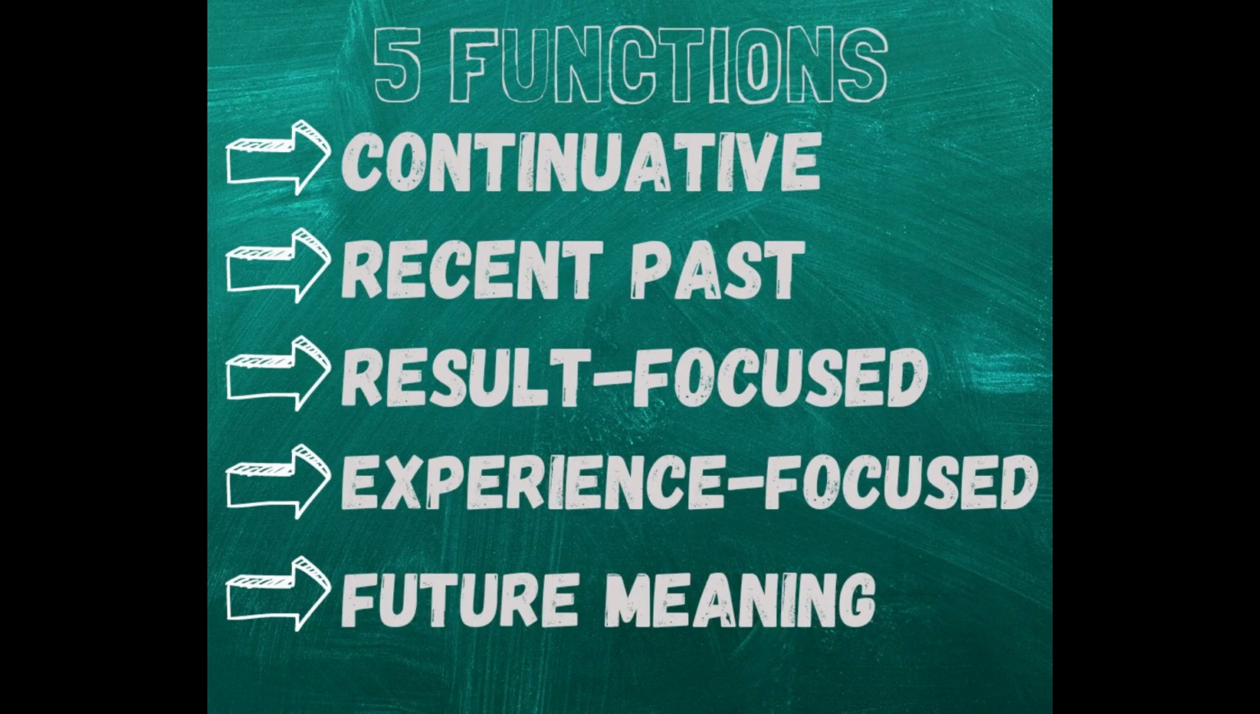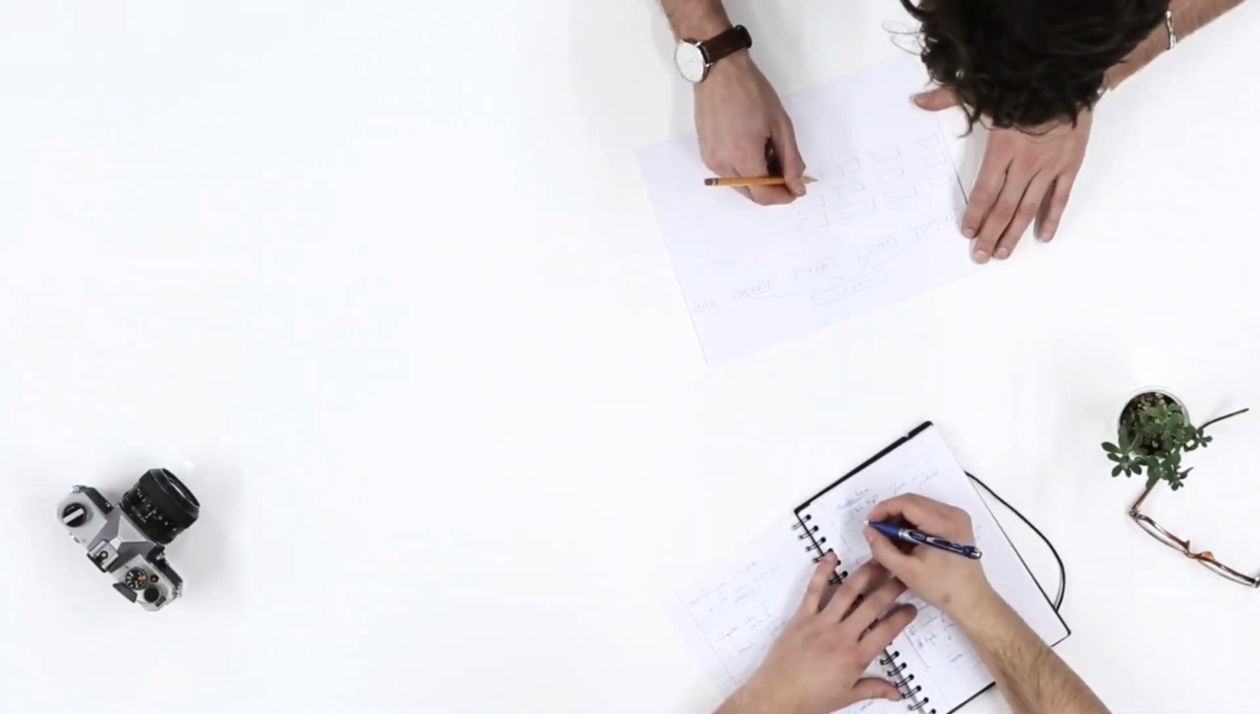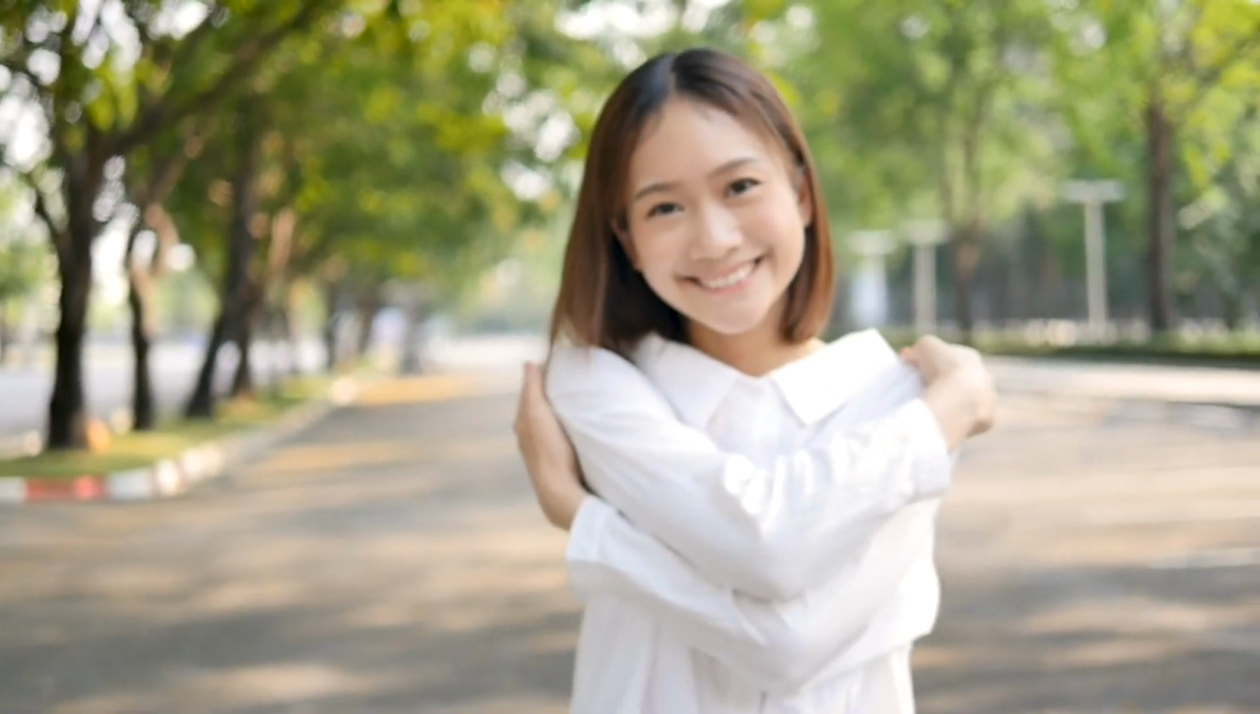And those are the 5 easy functions of the present perfect: the continuative present perfect, the present perfect of the recent past, the result-focused present perfect, the experience-focused present perfect, and the present perfect for the future. You may still make some mistakes when you try to use it, but practice will help you become a better language user. Who knows? Maybe even an almost perfect English speaker.